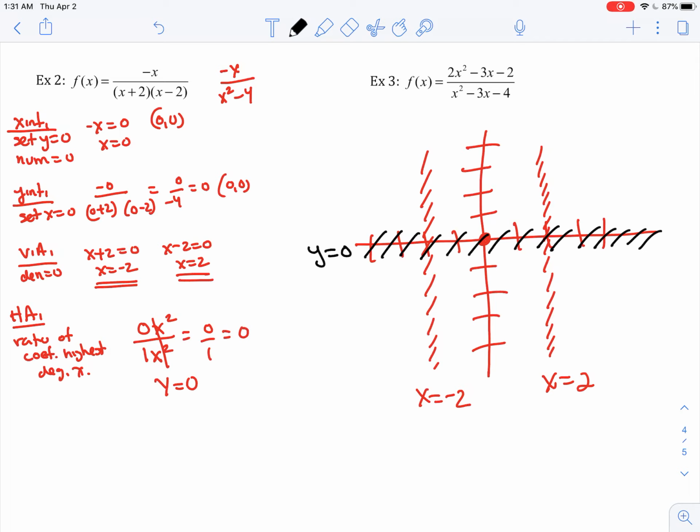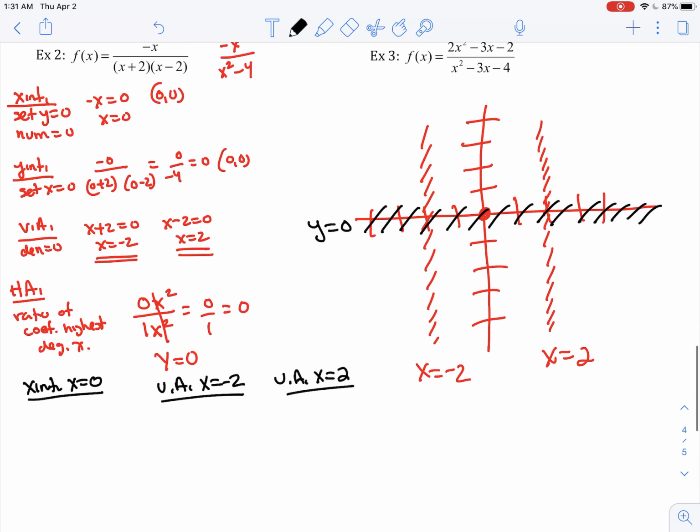And if we look at our behaviors, we're going to look at behaviors as we approach any x-intercepts, and we had an x-intercept at x equal to 0. We're going to look at behaviors as we approach any vertical asymptotes. We had a vertical asymptote at x equal to -2, and we had a vertical asymptote at x equal to +2. So we're going to look at 3 behaviors.